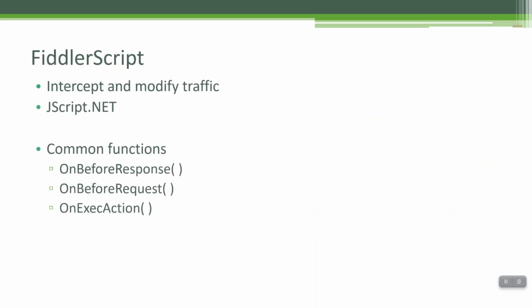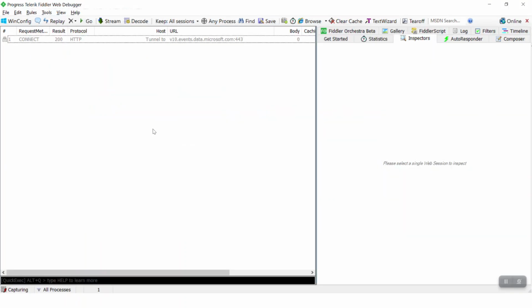Next thing we'll talk about is FiddlerScript. FiddlerScript is, he called it JScript.NET. It's kind of JavaScripty and also uses .NET objects, so it'll look very similar if you've done JavaScript stuff before. FiddlerScript lets me programmatically intercept and modify traffic. There are a couple of functions that will fire where I can make modifications.